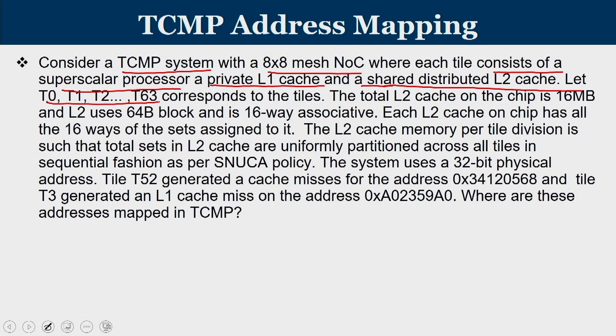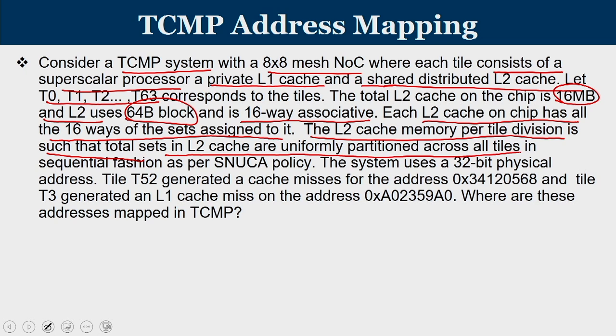Let T0 up to T63 correspond to the tiles. The total L2 cache on the chip is 16 MB. So, I have 16 MB of L2 cache that is scattered across 64 tiles. And each L2 uses 64 byte blocks and the L2 cache is 16-way associative. Each L2 cache on chip has all the 16 ways of the set assigned to it. The L2 cache memory per tile division is such that total sets in L2 cache are uniformly partitioned across all tiles in a sequential fashion as per SNUCA policy. SNUCA means static non-uniform cache access policy.